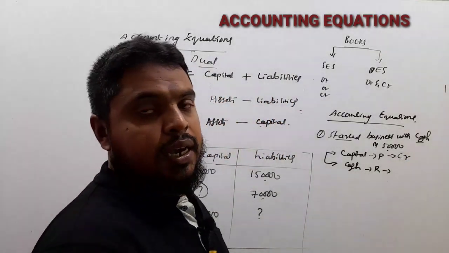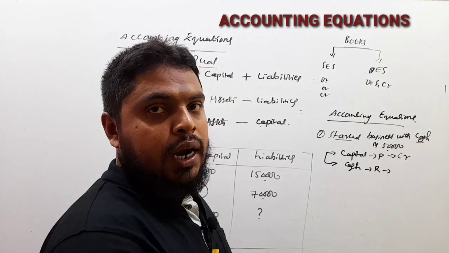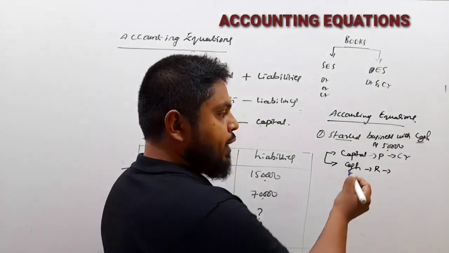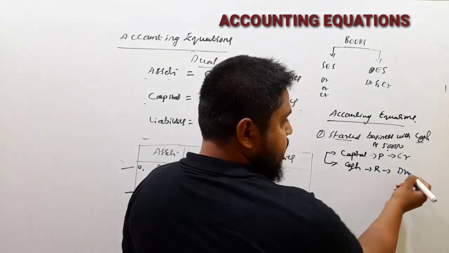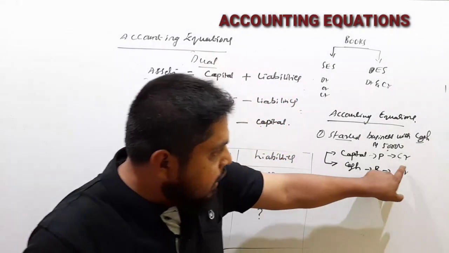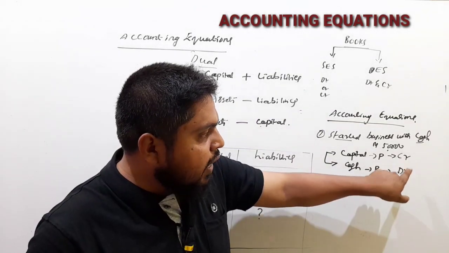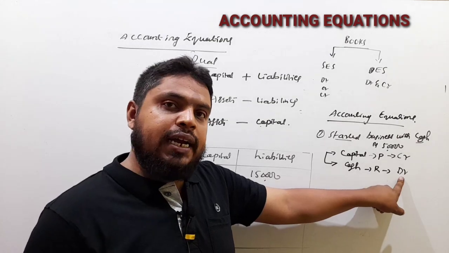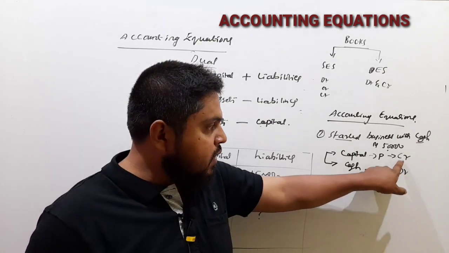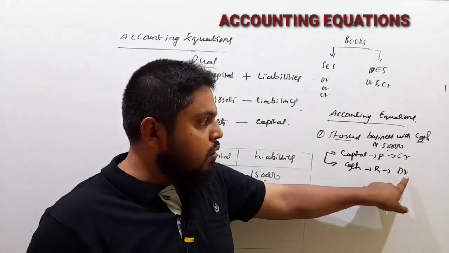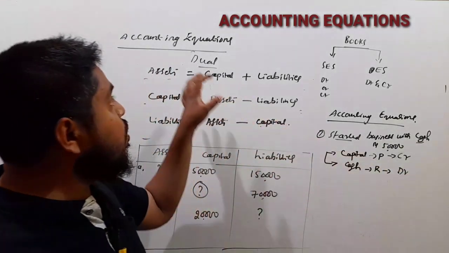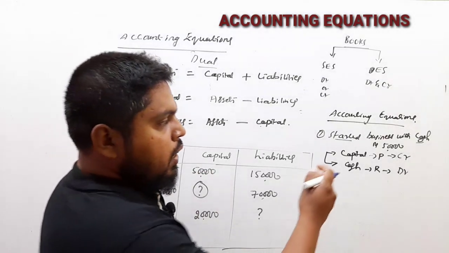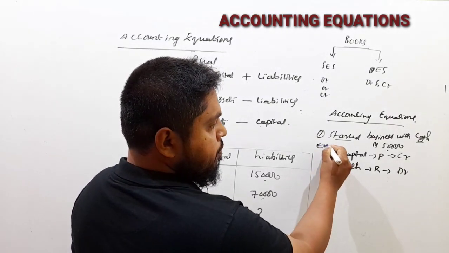Next, cash is a real account. Real account: debit what comes in. So cash has come into the business, so this is the debit side. So it shows that this transaction will affect both debit and credit. So debit equal to credit and credit equal to debit. This is the accounting equations concept. Now, this is under the English system.